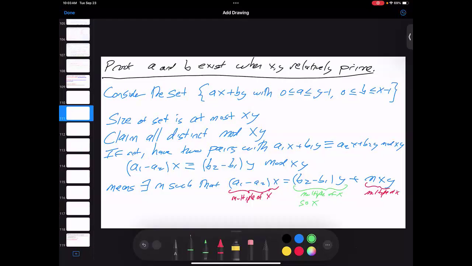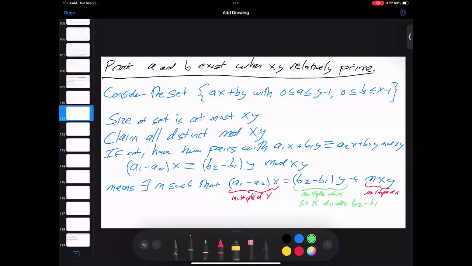So x divides b2 minus b1. But look at where b2 and b1 live. They live from 0 to x minus 1. You've got to choose two numbers between 0 and x minus 1, and their difference has to be a multiple of x. What's the largest gap you can have between two numbers from 0 to x minus 1? I choose two numbers from 0 to x minus 1. How far apart could they be? x minus 1. Choose b1 to be 0, choose b2 to be x minus 1.